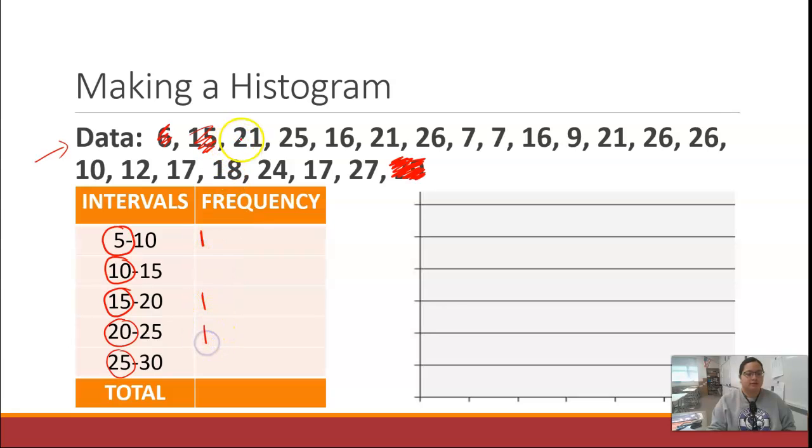21 goes here. 25 goes in the second one, the one that's circled. 16, 21, 26, 7, 7. Okay, and by going in order of the data points, that just helps me not miss any numbers. 16, 9, 21, 26, 26.